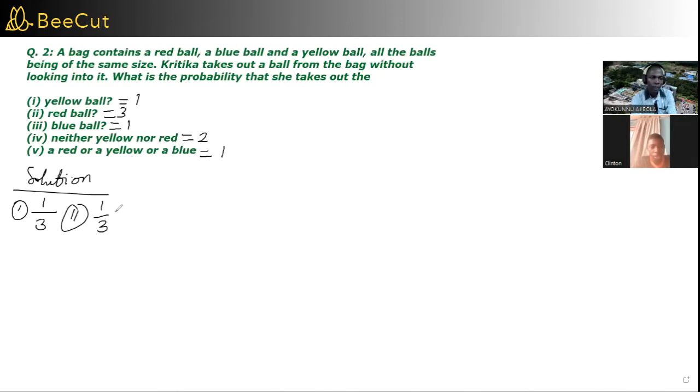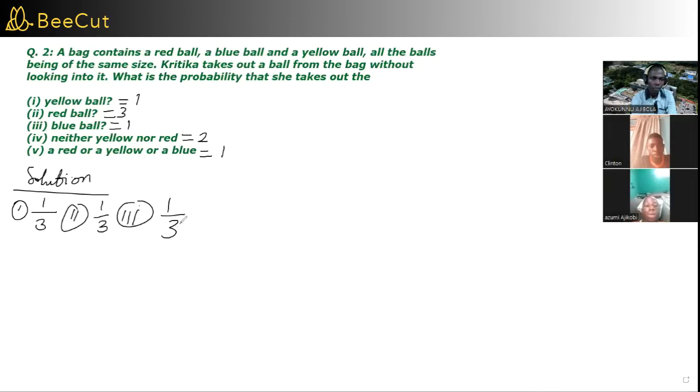Then the third question, blue ball. So it is still the same thing, which is 1 over 3 because there is 1 blue ball and there are 3. For the fourth question that says neither yellow nor red.